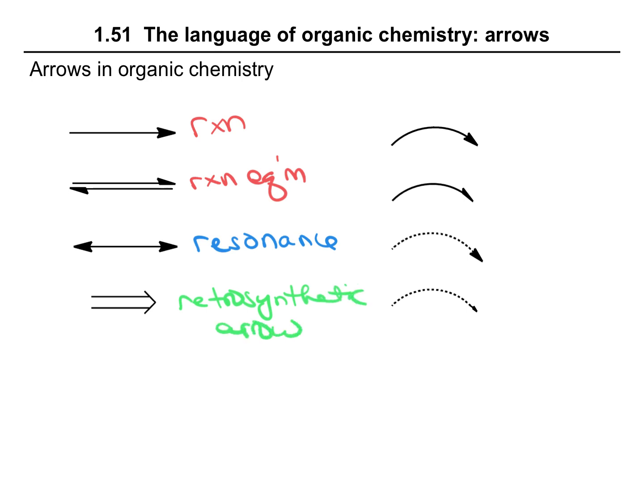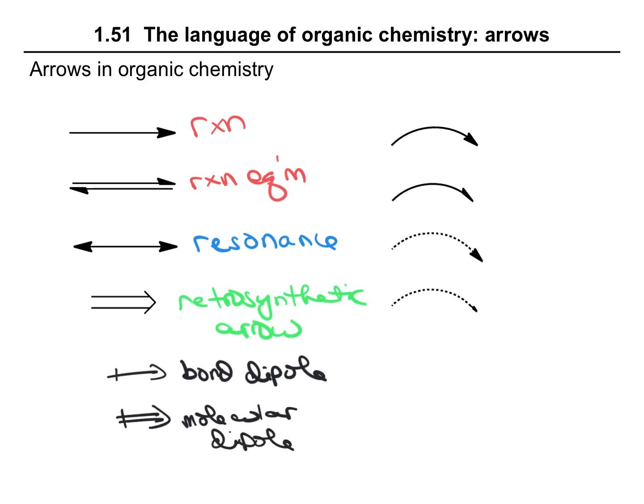There are a few others that you probably saw in Gen Chem that we have used already, and one of them is a bond dipole, as well as the molecular dipole. In addition to these arrows, there's a set of curved arrows that have very important meanings, and these are really important as we think about reactions. Well, the first two at least.